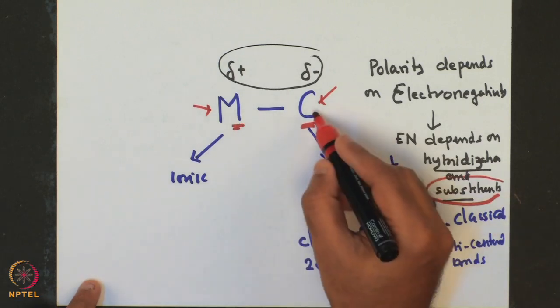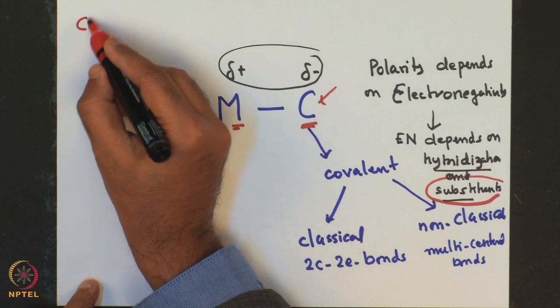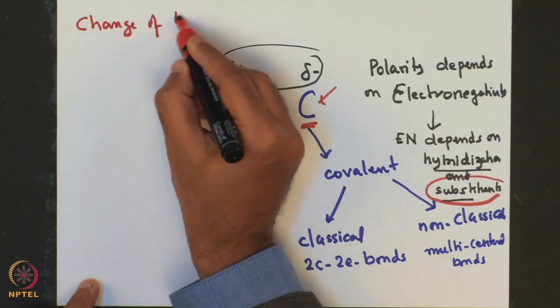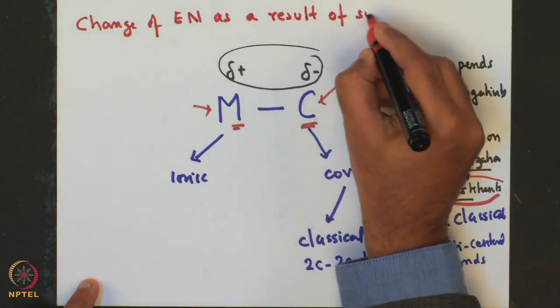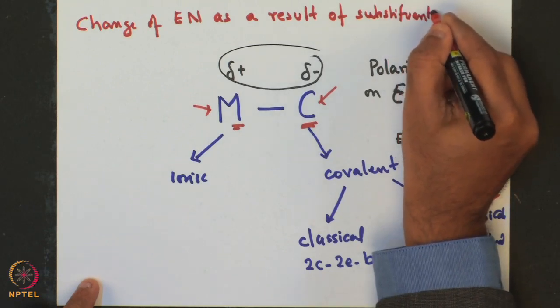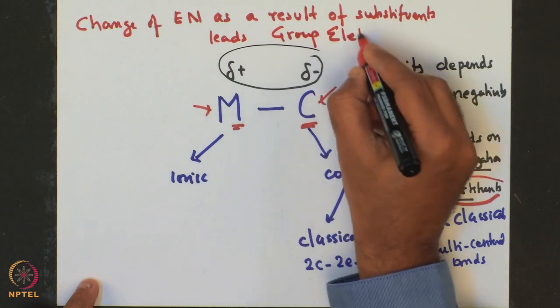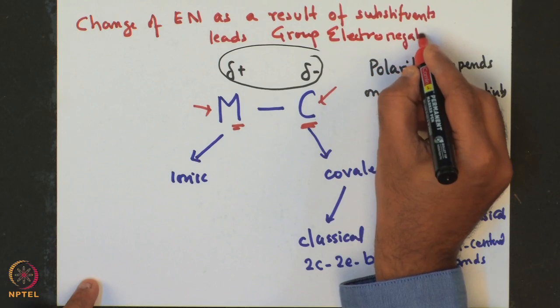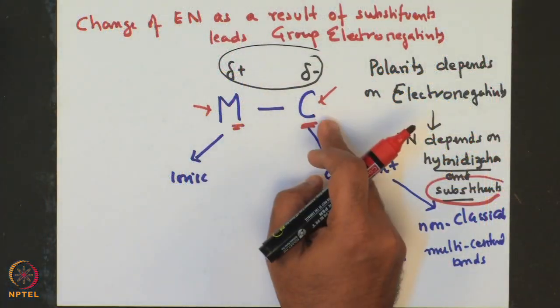So, what we saw is that for carbon, electronegativity could change significantly, and the same is true for the metal, and this change of electronegativity as a result of substituents leads to group electronegativity. Going from CF3 to CH3, this polarity changes a lot, and the substituents on the metal would also lead to a change of polarity.